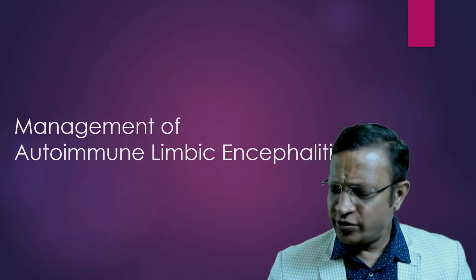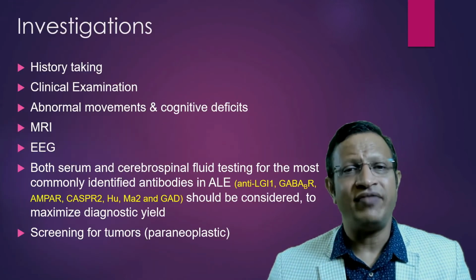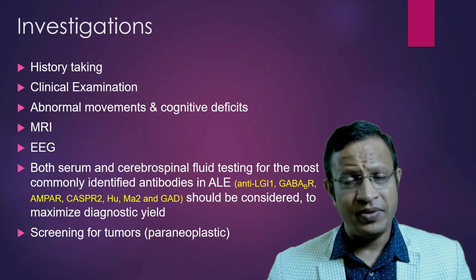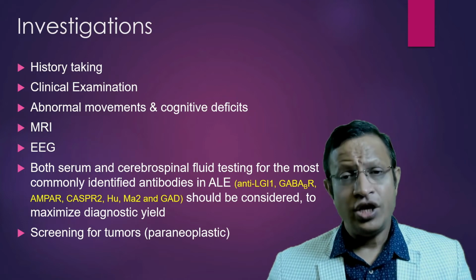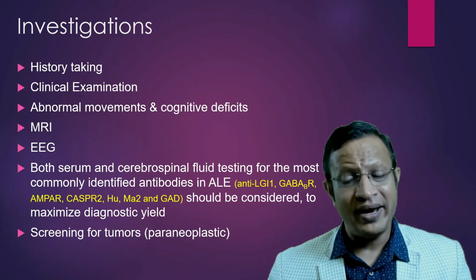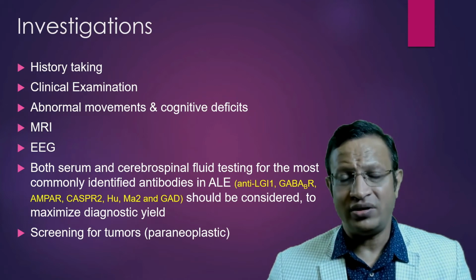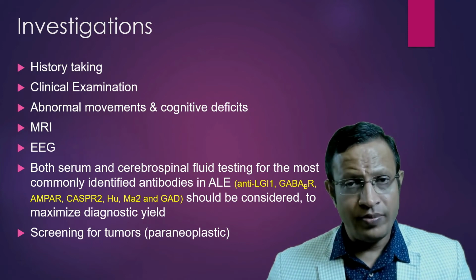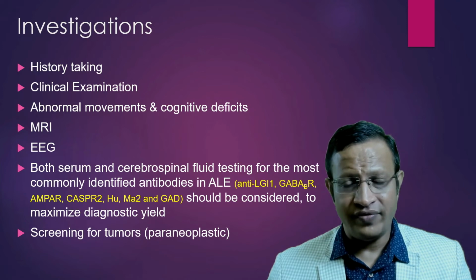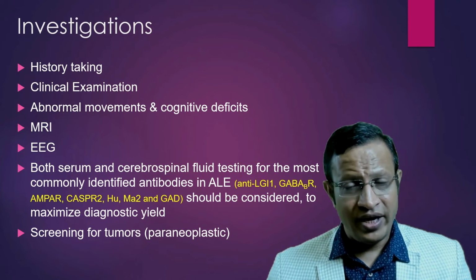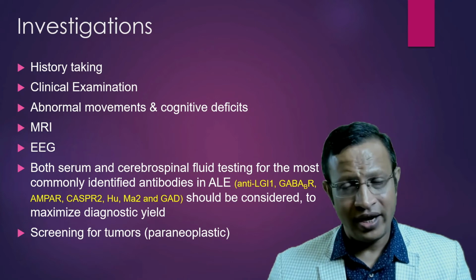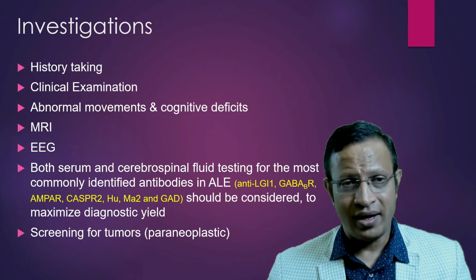Let's look into the management of autoimmune limbic encephalitis. As I mentioned earlier, the first step is good history taking. You need to ask about minor deficits which may have started 2 or 3 months back. In clinical examination, look for abnormal movements, and assess cognitive deficits. You may need to ask for LFT, RFT, hemogram, and then MRI. EEG has to be done.